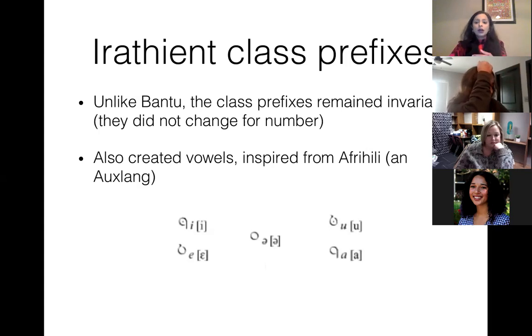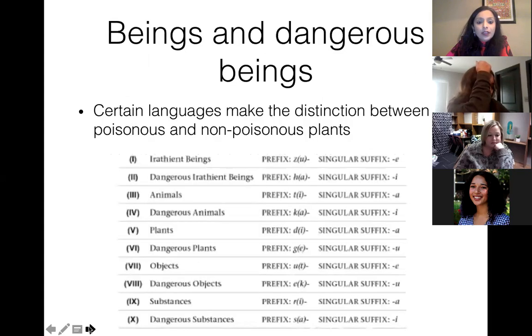But his inspiration was from Afrihili, which was an auxiliary language. So here are some examples of what he did for Iratian. One of the things he did was create a word, and then add a dangerous being to it. So the distinction was between non-dangerous and dangerous. He had Iratian beings and dangerous Iratian beings. There are things that are passive and things that are aggressive, so he had a distinction between that.